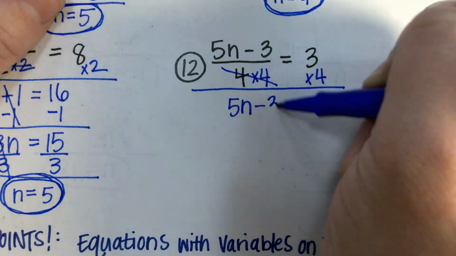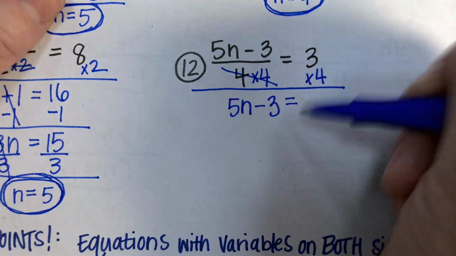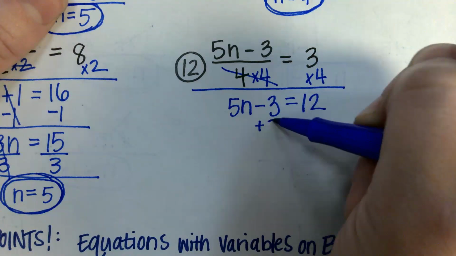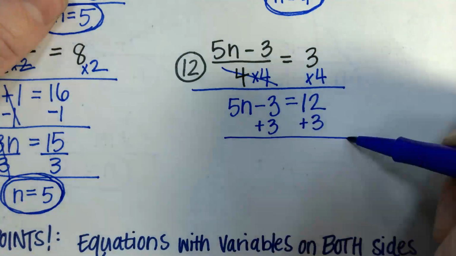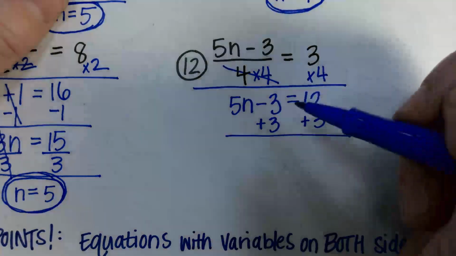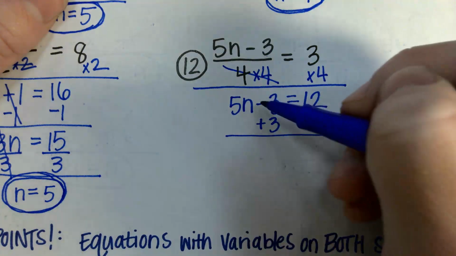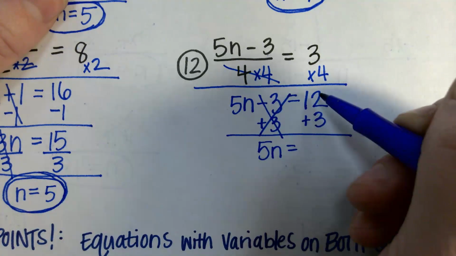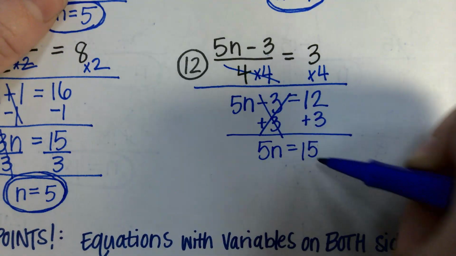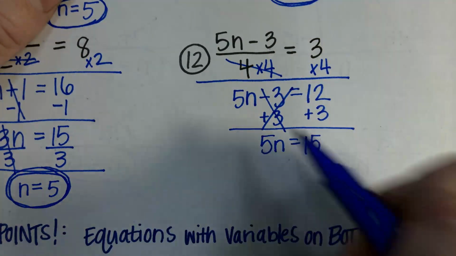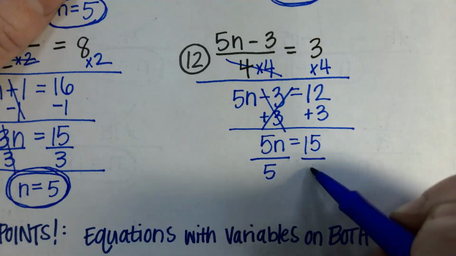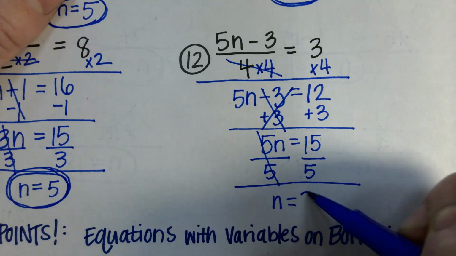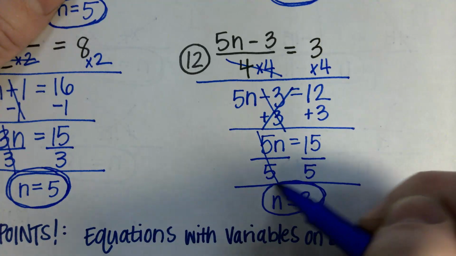5n minus 3 is left on that side equals 12. Good. What's next? Add 3. Very good. Yes, my 3's cancel out. And you said bring down the 5n equals 12 plus 3? 15. Good. Last step. Divide by 5. All right. My 5's are gone. And I'm left with n equals 3. Good job, guys. Any questions?